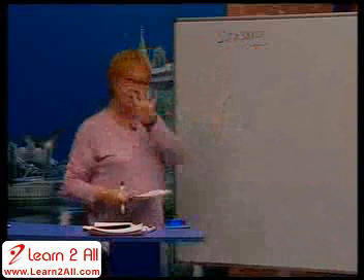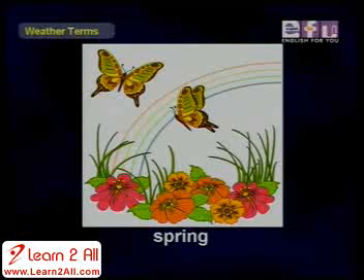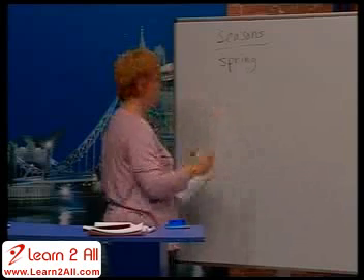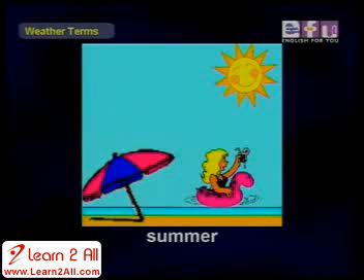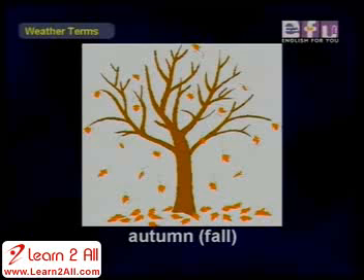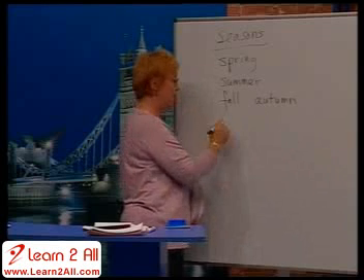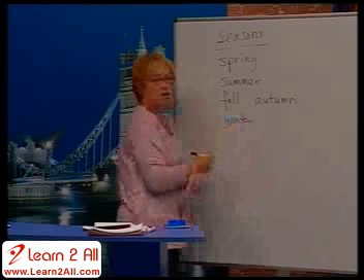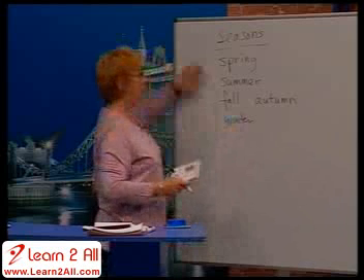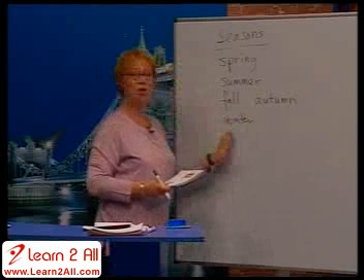Now, there are 4 seasons. First one, spring. Very nice. Second, we have summer. Lovely time. Fall or autumn. There are 2 names, fall or autumn. And then finally, we have winter. All right? So again, we have spring, summer, fall or autumn, and winter.